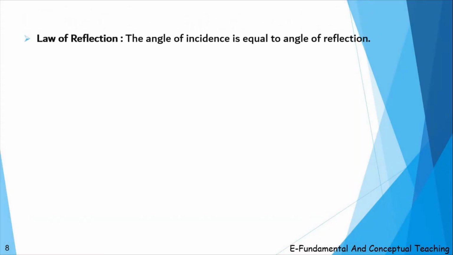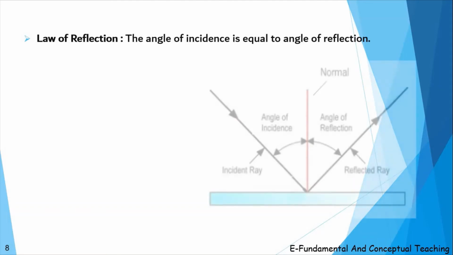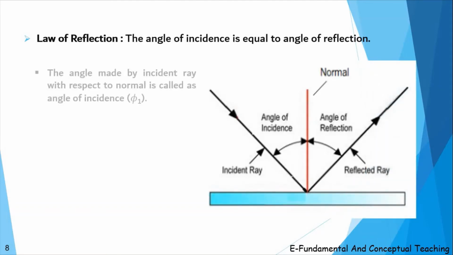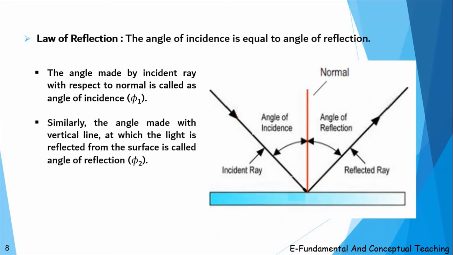Law of reflection. The angle of incidence is equals to angle of reflection. The angle made by incident ray with respect to normal is called as angle of incidence, phi 1. Similarly, the angle made with vertical line at which the light is reflected from the surface is called angle of reflection, phi 2. Therefore, phi 1 is equals to phi 2 is known as law of reflection.